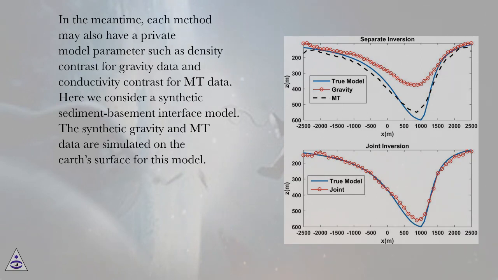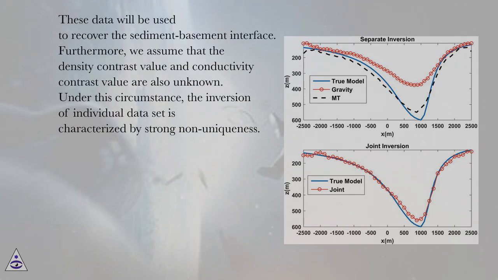Here we consider a synthetic sediment basement interface model. The synthetic gravity and magnetotelluric data are simulated on the Earth's surface for this model. These data will be used to recover the sediment basement interface. Furthermore, we assume that the density contrast value and conductivity contrast value are also unknown. Under this circumstance, the inversion of an individual data set is characterized by strong non-uniqueness.